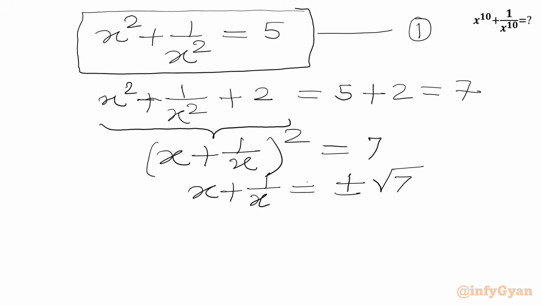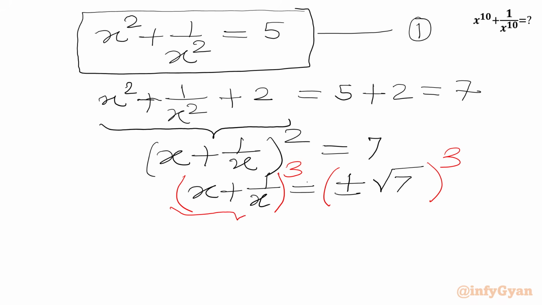Now my target is to find x power 5 plus 1 over x power 5. For this, I need to consider the product of (x square plus 1 over x square) times (x cube plus 1 over x cube). So let us consider cubing both sides.